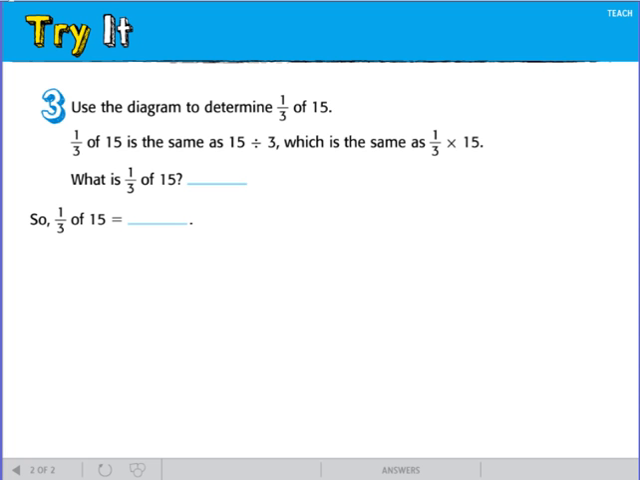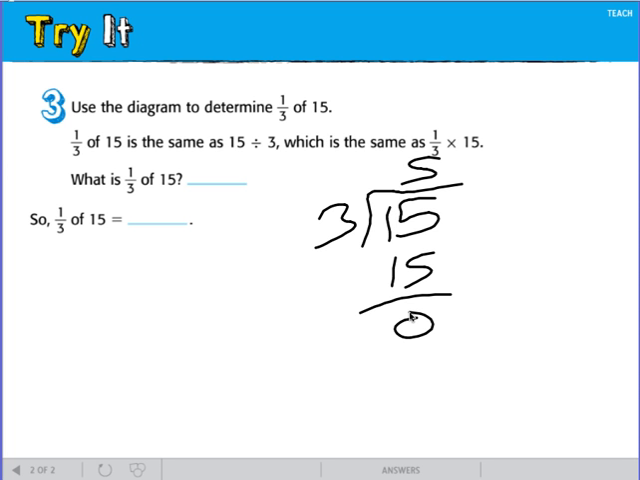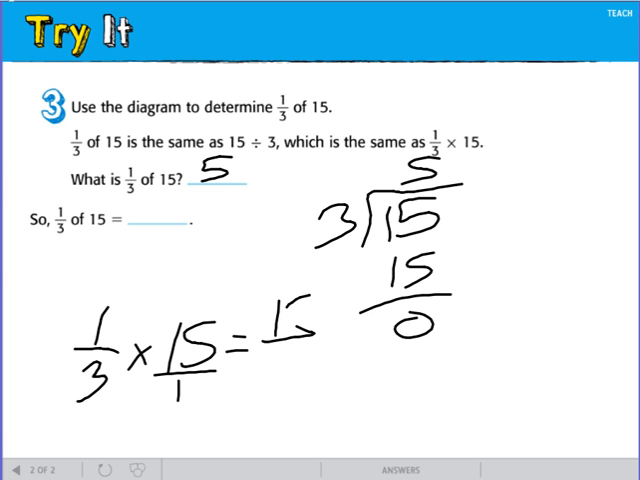In this case, it says use the diagram to determine 1/3 of 15. Well, 1/3 of 15 is the same as 15 divided by 3, which is 5. Or 1/3 times 15. So 1/3 of 15 is 5. Some of your homework problems are going to look like this. When you multiply a whole number, you turn it into a fraction over 1. So 15 over 1. It's still 15. Anything over 1 is itself. So then you go 1 times 15 equals 15. 3 times 1 equals 3. 15 over 3 is what?